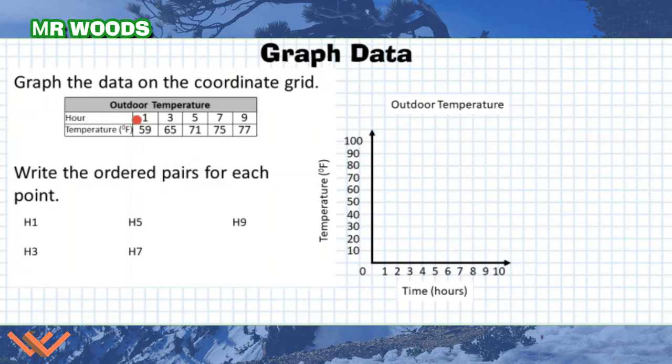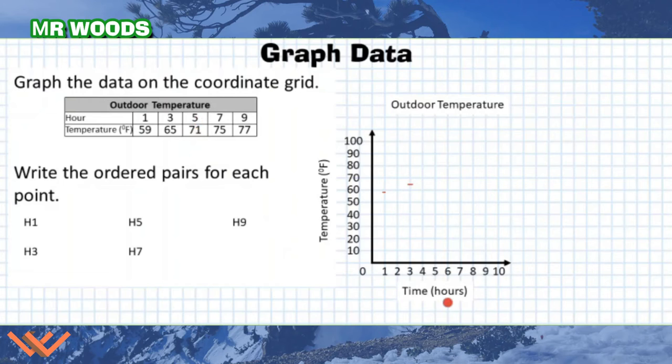So for hour 1, the temperature is 59 degrees. So we do 1 hour and then 59, 10, 20, 30, 40, 50. So 59 is just shy of 60, right about here. Let's take a look at hour 3. So hour 3, we have 65. So let's go out here. And again, the time in hours is in the positive x direction, 1, 2, 3. And then we go up 10, 20, 30, 40, 50, 60. And 65 is halfway between 60 and 70, so we're going to put it right about here.